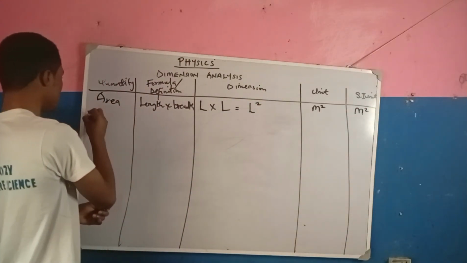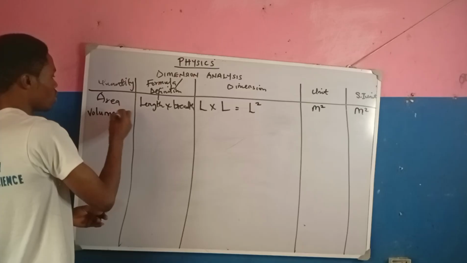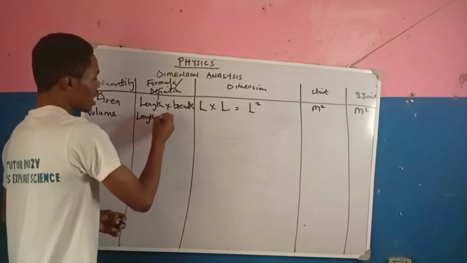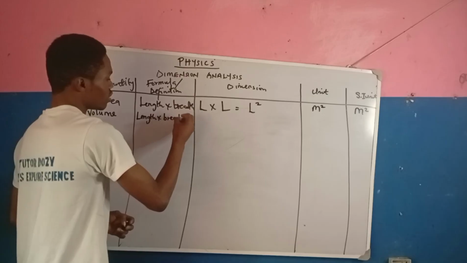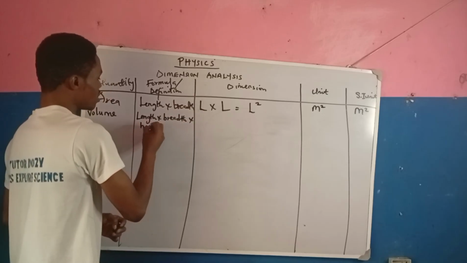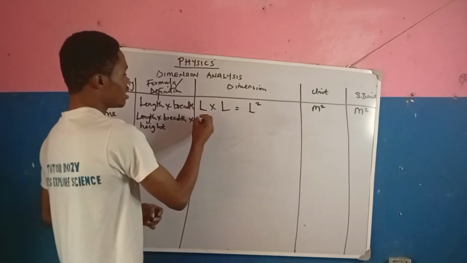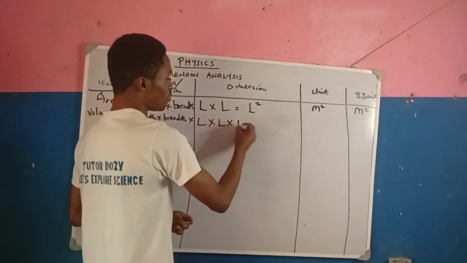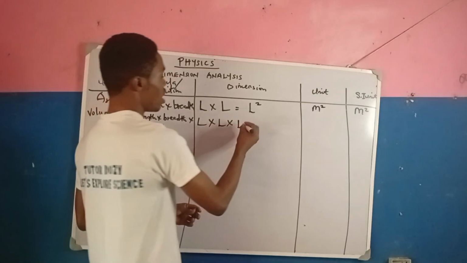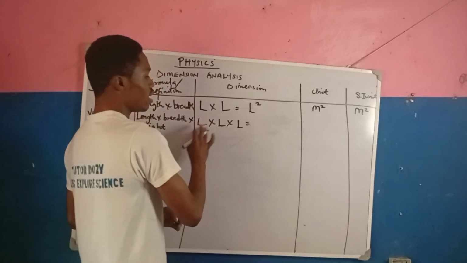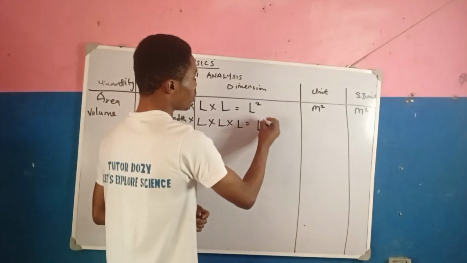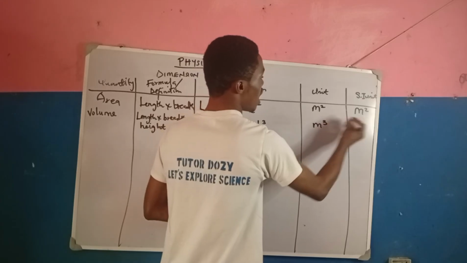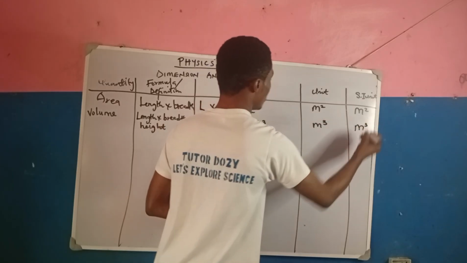Now for volume, we have length times breadth times height. Our length is L, breadth is also L, and our height is also L because they have the same dimension. I've explained it earlier. L times L times L gives you L cubed. And this is the basic unit, and this is the SI unit.